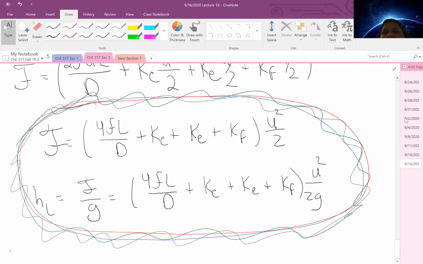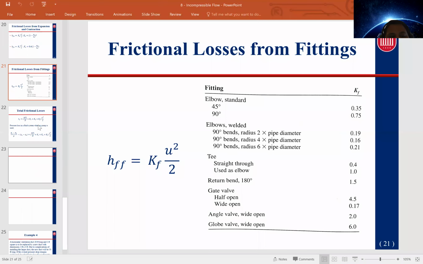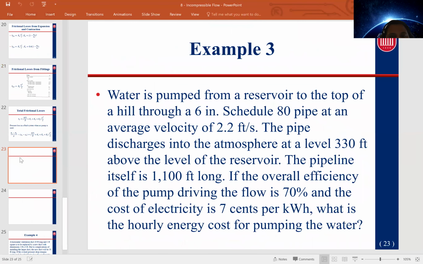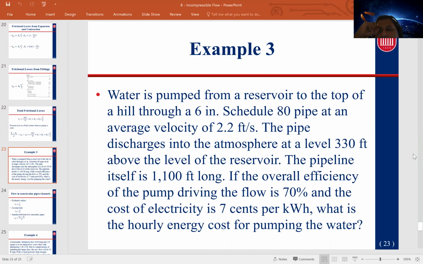So let's take a look at an example of this. Let's say we've got water being pumped from a reservoir to the top of a hill through a 6-inch Schedule 80 pipe at an average velocity of 2.2 feet per second. The pipe discharges into the atmosphere at a level 330 feet above the level of the reservoir, assuming the pipeline is 1,100 feet long. If the overall efficiency of the pump driving flow is 70% and the cost of electricity is 7 cents per kilowatt hour, what is the hourly energy cost for pumping the water?